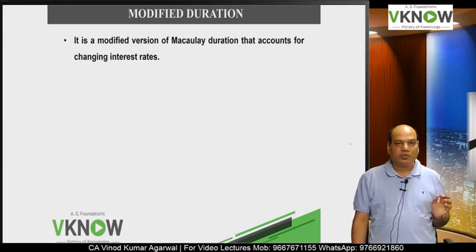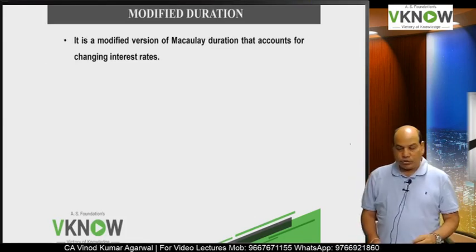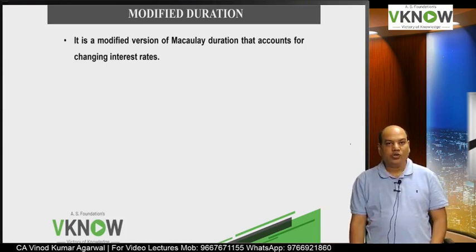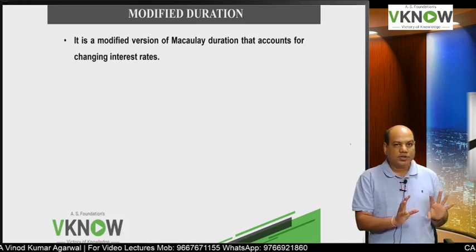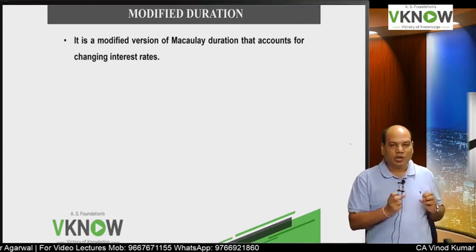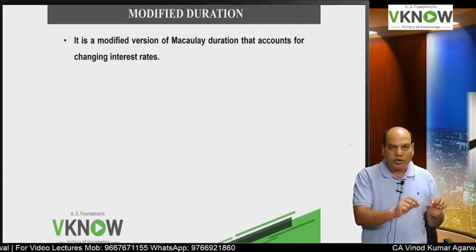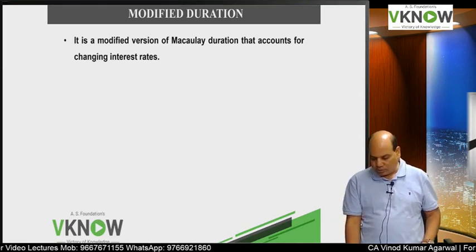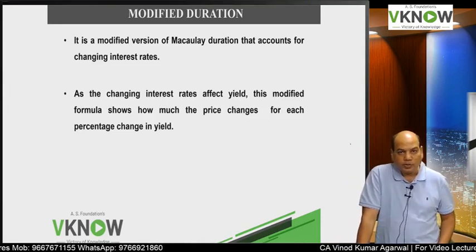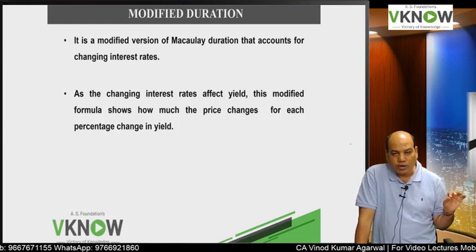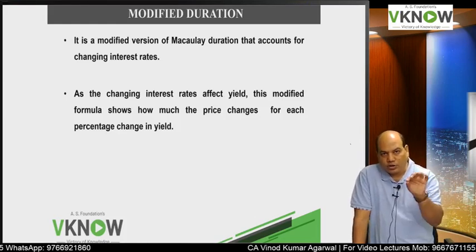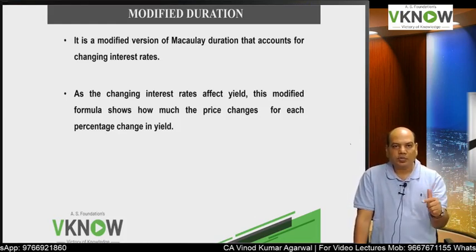So, my next paragraph number 30, modified duration. Modified duration is a modified version of Macaulay's duration. Duration concept was given by an economist called Macaulay. So, sometimes also called Macaulay's duration. Modified duration is a modified version of Macaulay's duration which accounts for changing interest rate. So, what is the purpose of modified duration? Modified duration says that by what percentage bond price will change if YTM changes by 1%.